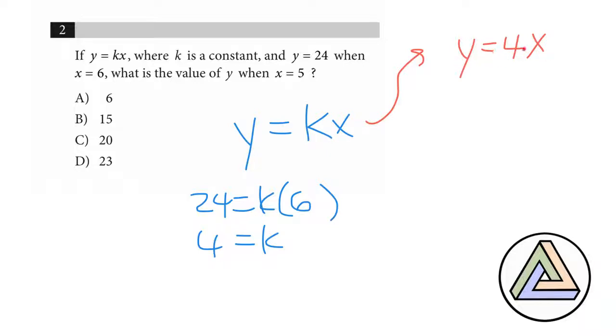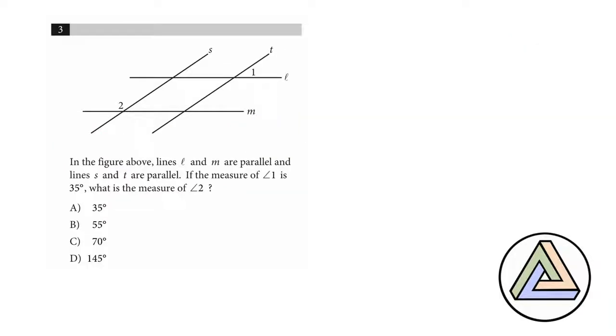Then we use this new and improved equation to figure out what y is when x is 5. Solving for y, substituting 5 in for x, y clearly equals 20. That is the answer. Moving on.